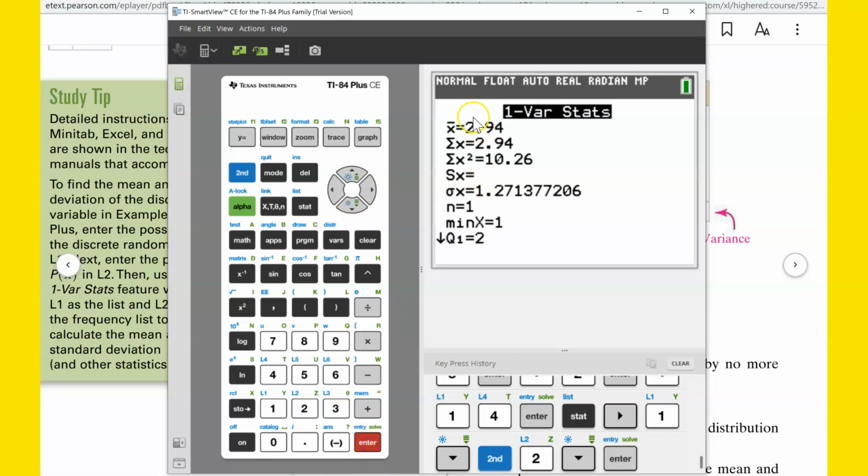I click calculate, and now I know my mean. I know my standard deviation. And if I wanted to know the variance, see, it gives me my standard deviation. Sigma is 1.27. That's the standard deviation. If I needed to know the variance, I'd have to take that standard deviation and square it to get the variance.